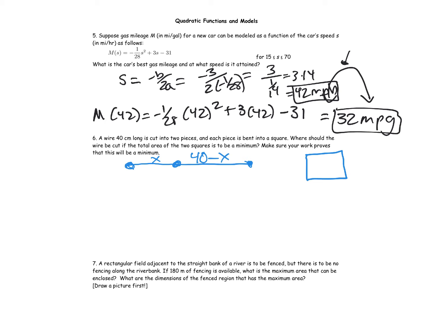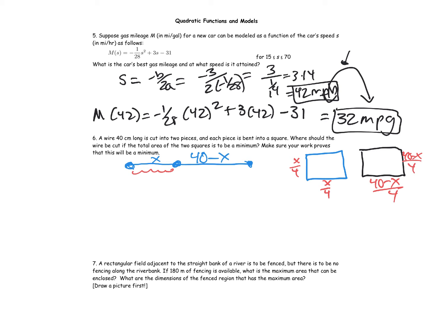Each piece is going to be bent into a square. If this piece x is bent into a square, then each side length is going to be x over 4, because we want the perimeter of that to be x. The same is true if I bend the other piece into a square: each side length will be 40 minus x over 4.